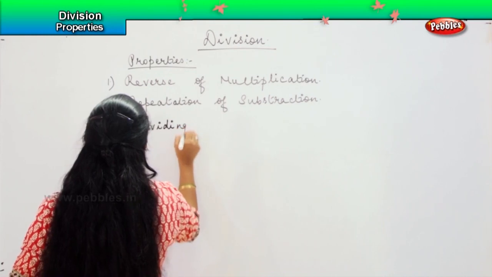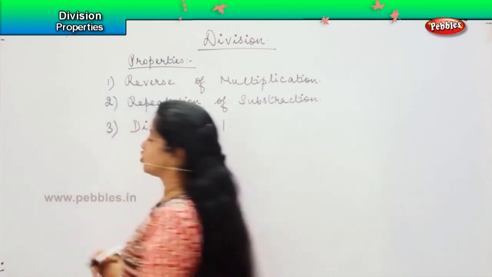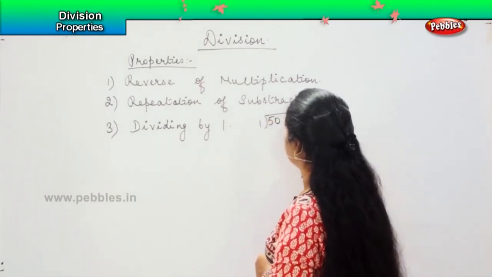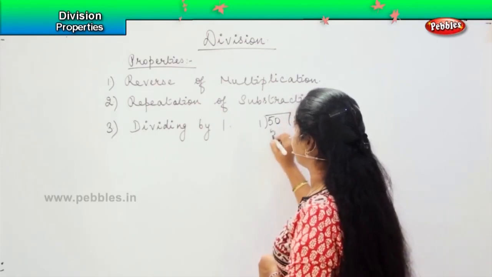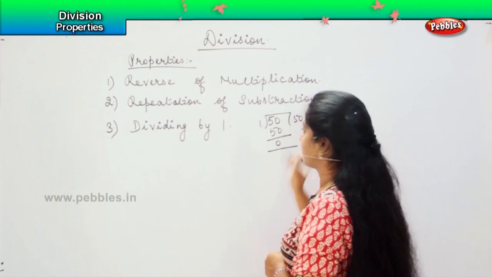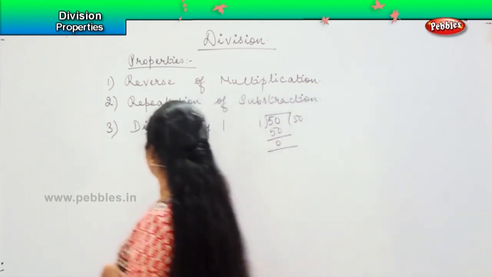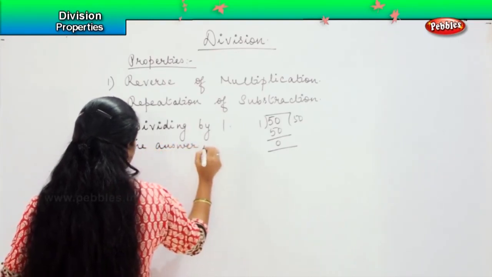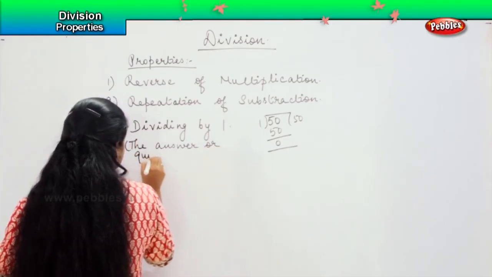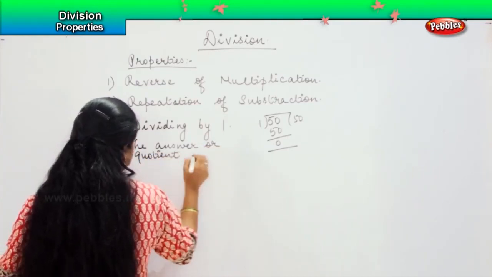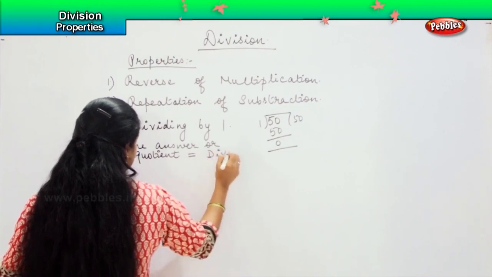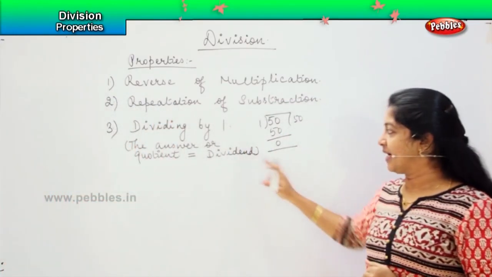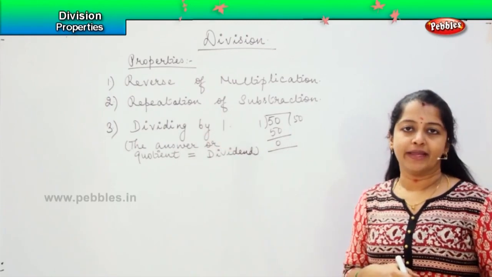Dividing by 1. So, whenever I divide a number, say for example, I divide 50 divided by 1, it will give me the answer 50 itself. Right? So, which means that dividing by 1, the answer or quotient will be same as that of a dividend. Okay? Meaning the answer obtained and the question will be same when you divide the number by 1.